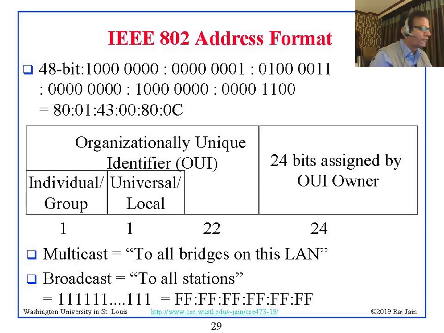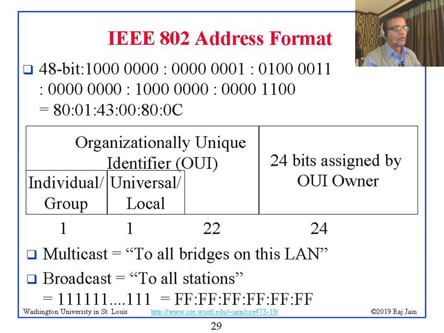So the first bit says whether it is individual or group. If it is 0, then it is individual. If it is 1, then it is group. Group means multicast. The second bit is universal or local. If it is 0, that means universal, and if it is 1, it means local.